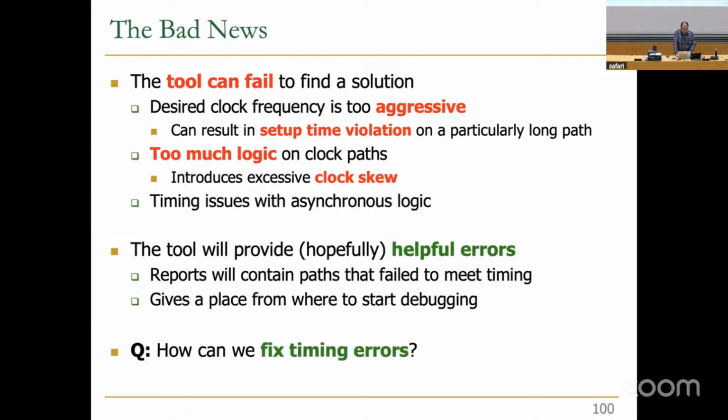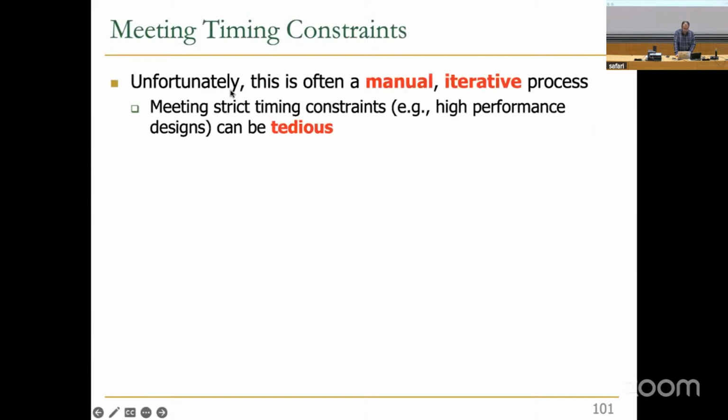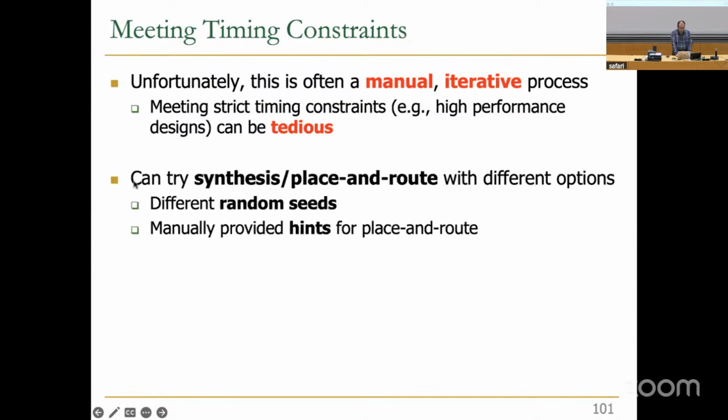So now the question is how can we fix timing errors? So meeting timing constraint, unfortunately, is often a manual and iterative process. Meeting a strict timing constraint like high performance design can be tedious as well. So we can try synthesis and place and route with different options. Because as I said, these tools are doing a lot of heuristics when they want to optimize and meet your constraints. So sometimes you can just repeat. And that repeat can maybe fix the problem, because when you repeat and start with a different random seed, then that heuristic may work a bit differently.